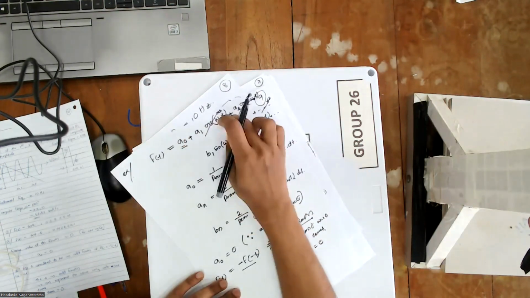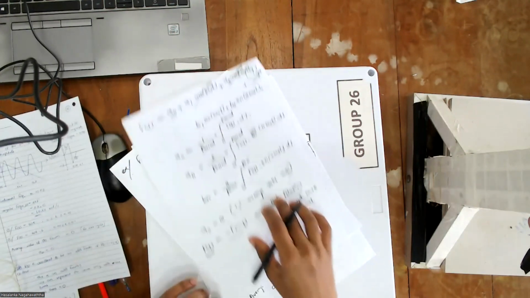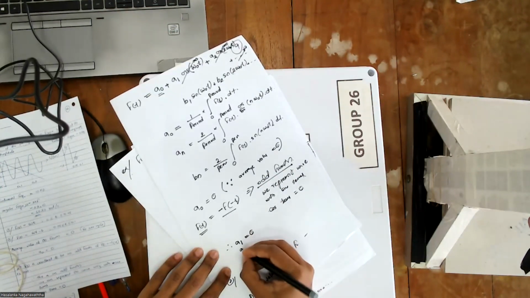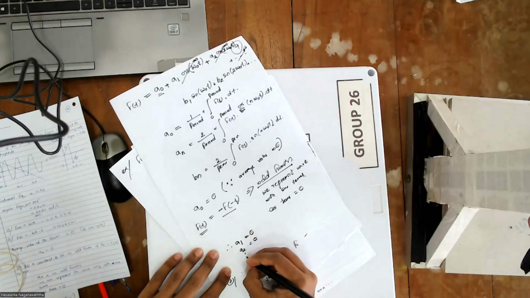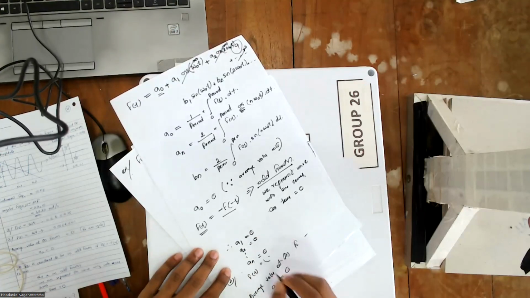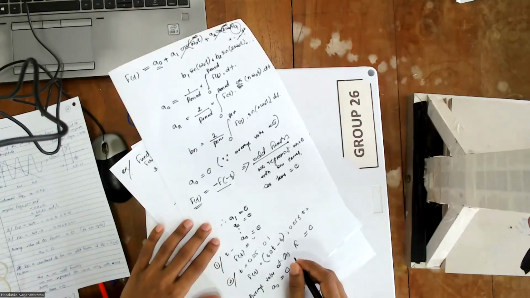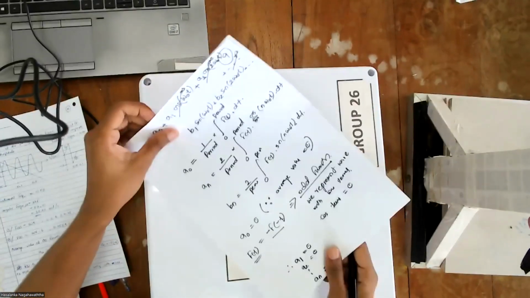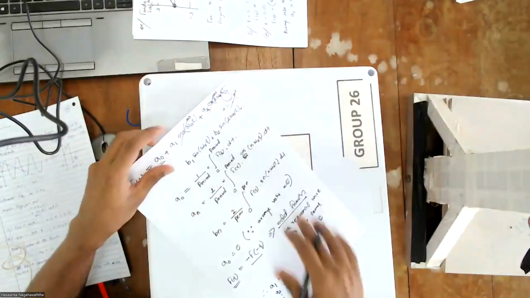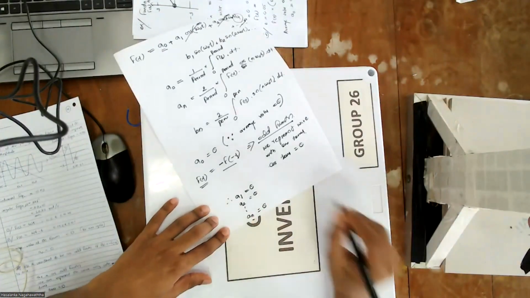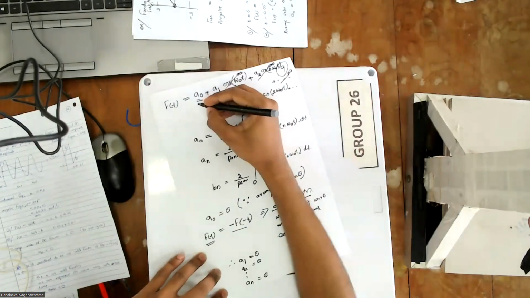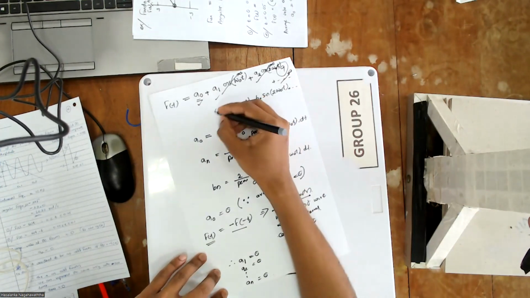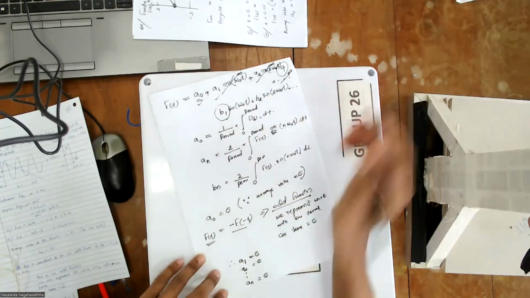Therefore A1 is 0, A2 is 0, likewise up to An is 0. You understood? So we have found out A0, A1, A2 up to An. Now we have to find out B1, B2 likewise.